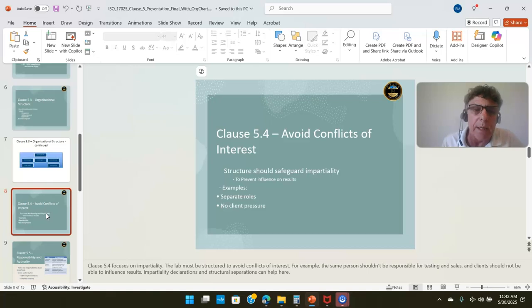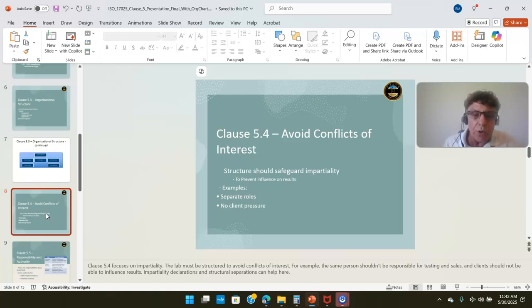We talked about that a little bit. So again, you want to be structured to safeguard impartiality to prevent influence on results. Examples of this are to have separate roles, somebody in charge of laboratory operations, somebody in charge of quality management that would offer no client pressure or anything like that that might be a hindrance to the safeguard of impartiality. So again, 5.4 focuses on this impartiality.